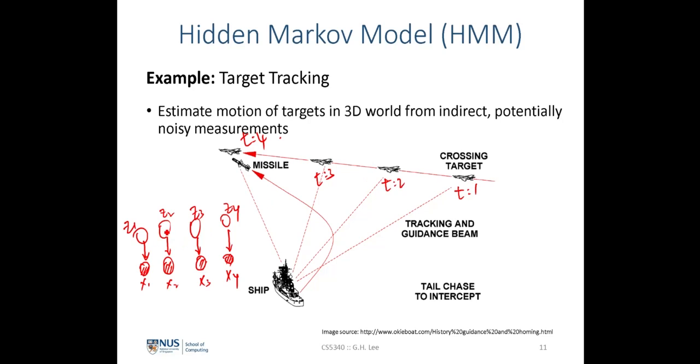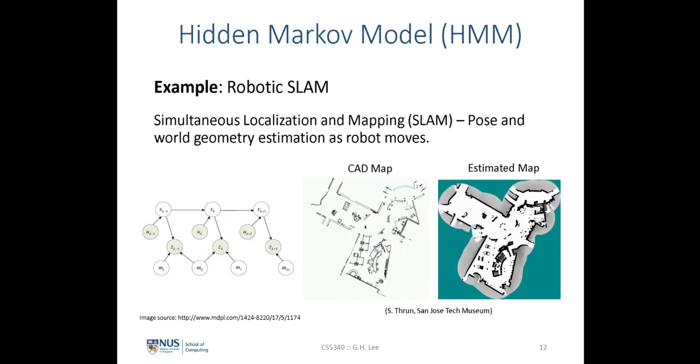Hence we can say that the current pose of the airplane is going to be dependent on its previous location, and it's going to form this hidden Markov chain, which we are going to learn how to do inference on today. Another example would be robotic SLAM, which stands for simultaneous localization and mapping. This is actually a classical problem in robotics for the last 30 years. It has kept many roboticists very occupied in the last 30 years to work on this particular problem.